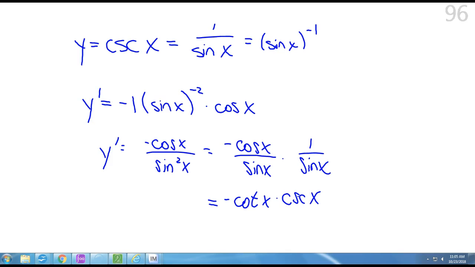So the derivative is negative. That's kind of a nice way that that works out. So negative cosecant times cotangent.